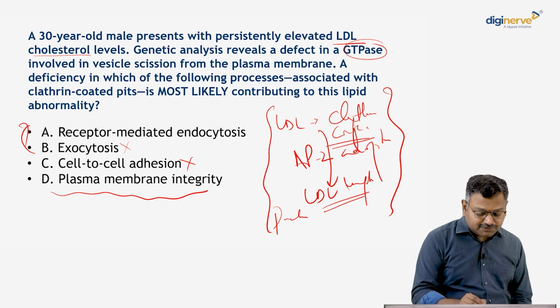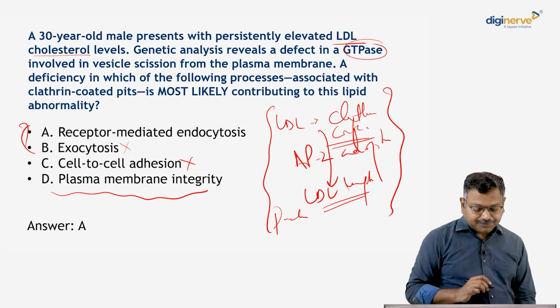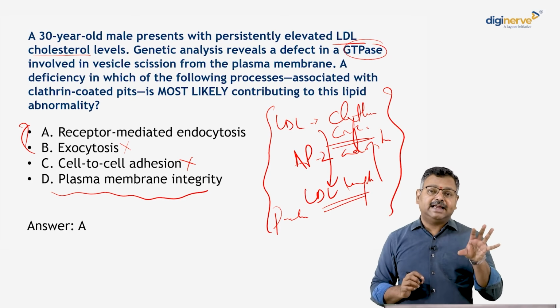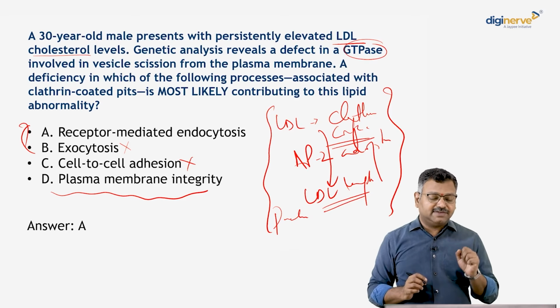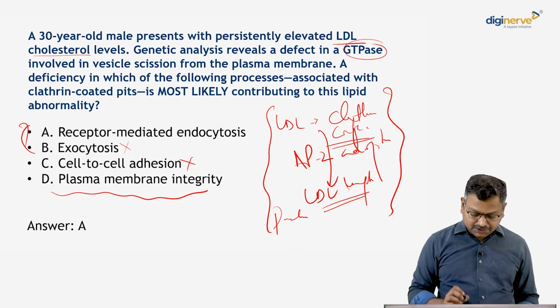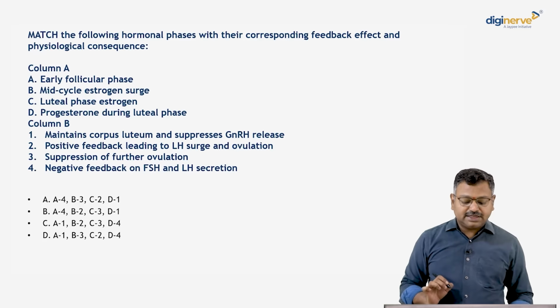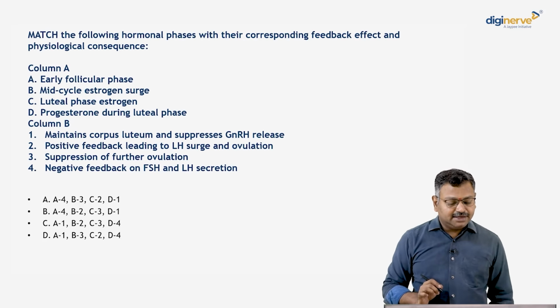So the correct option for this is option A, that is receptor-mediated endocytosis. That is the process that would be affected in this case. Let's go on to the next question that is given here.